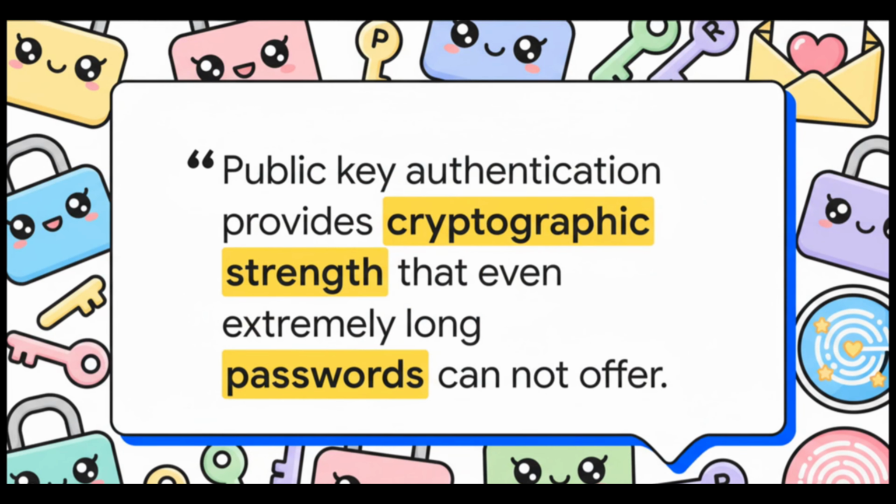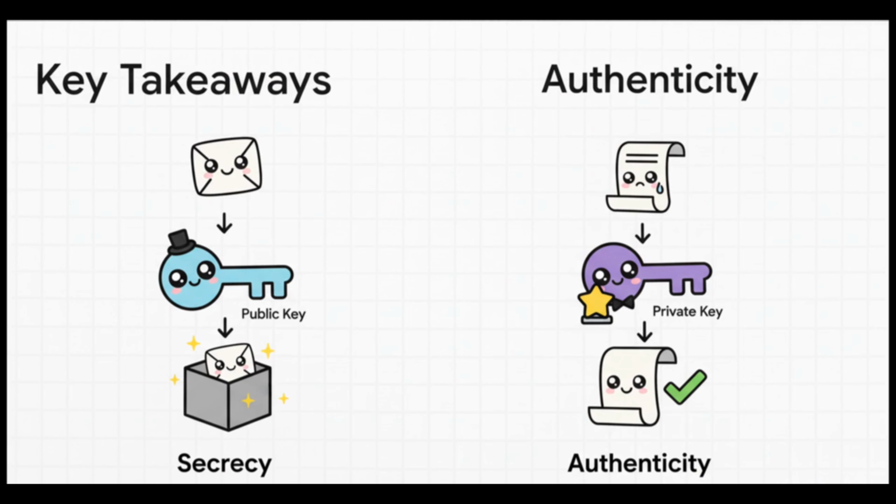And this is the bottom line, really. This isn't just a slightly better password. The math behind these keys provides a level of security that even a ridiculously long and complex password just can't compete with. It's a whole different ballgame. So let's just boil it all down. This whole two-key system, this asymmetric cryptography, it gives us two incredible powers online. When you lock with the public key, you get secrecy. When you lock with the private key, you get authenticity, proof of who you are. And those two things are the absolute bedrock of modern digital security.